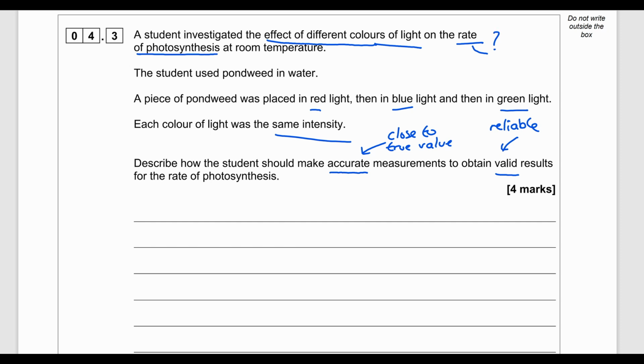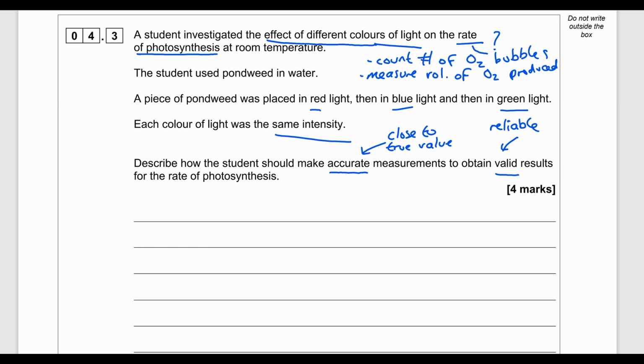But how do we do that in the experiment? What pieces of equipment will we use to measure this rate of photosynthesis? We don't have a specific piece of equipment to measure the rate, but we can get there with some pieces of equipment. So for photosynthesis, there are two common ways in which we can do this. The first thing that we could do is we could count the number of bubbles of oxygen that are produced. And the second way that we could do it is by measuring the volume of oxygen that is produced.